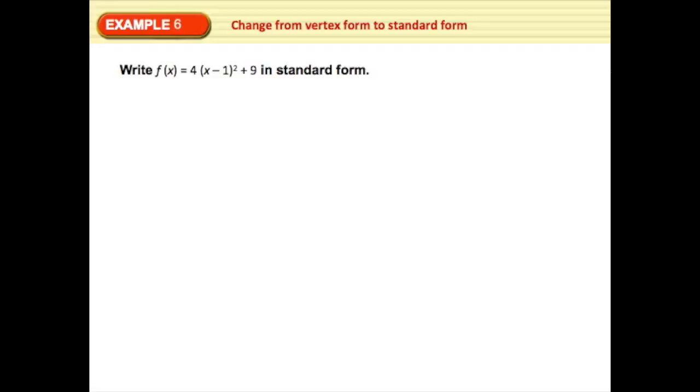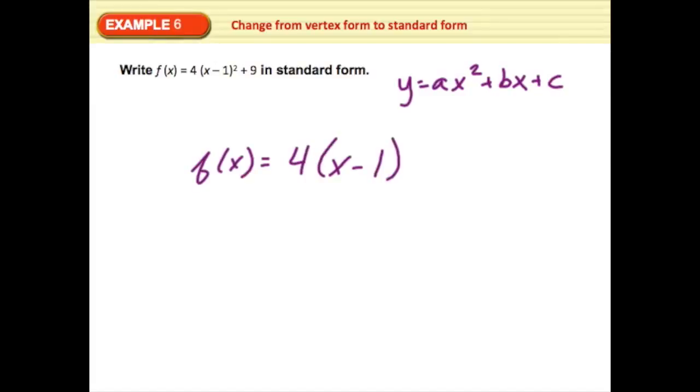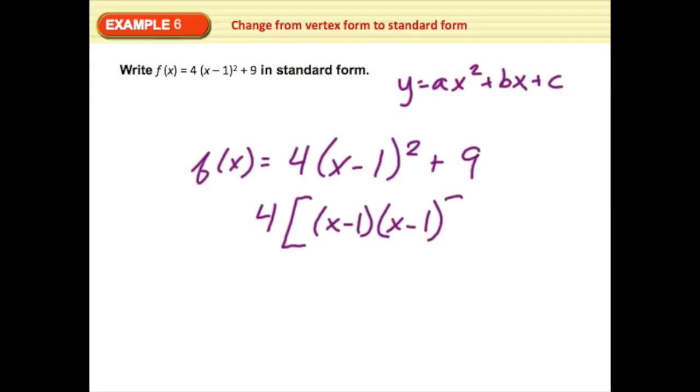So our next example says change from vertex form to standard form. Again, our goal is standard form, y equals ax squared plus bx plus c. And this is a similar equation, f of x equals 4 times (x minus 1) squared plus 9. I would say the key difference here is that the (x minus 1) squared is not written out as two quantities, and we need it to be. So I need to rewrite this as 4 bracket (x minus 1) times (x minus 1), close my brackets, and plus 9. Right? Because I need two sets of parentheses in order to FOIL.